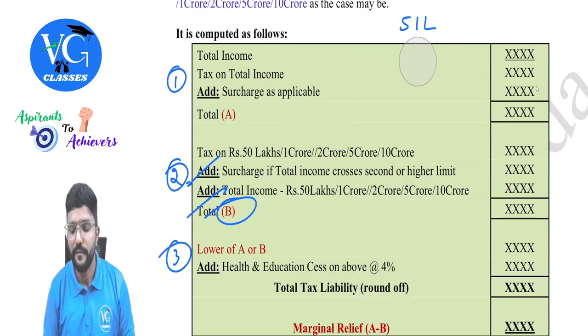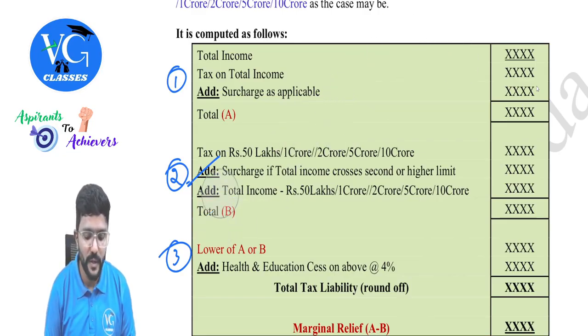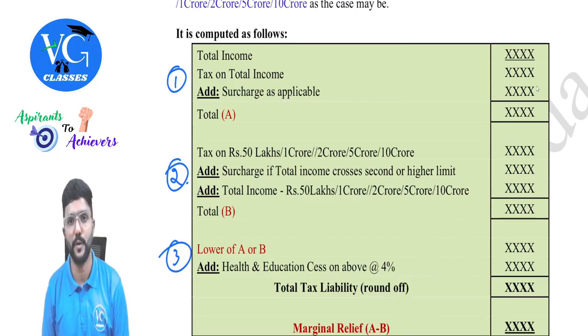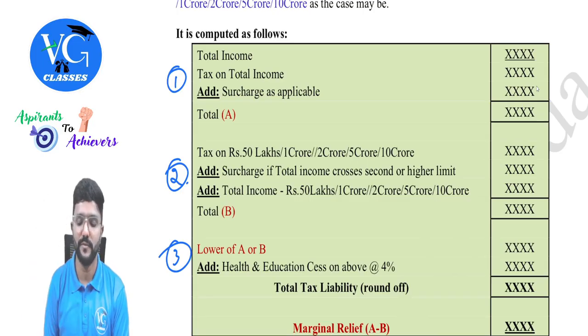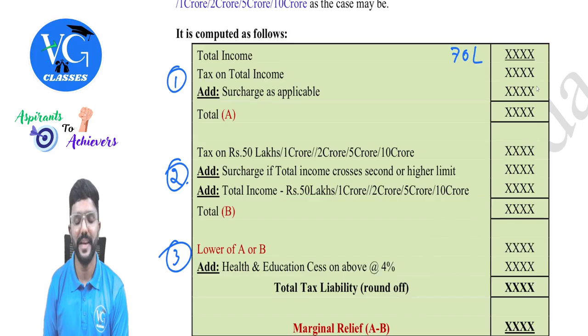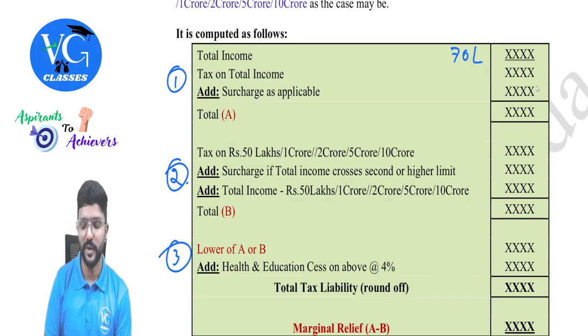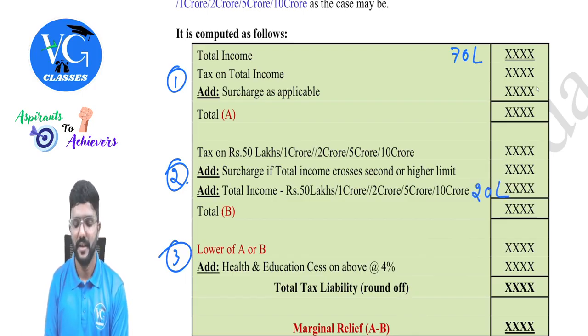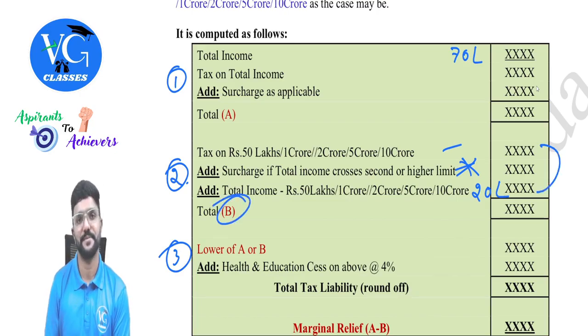Now you might also ask me, sir, you told we need to apply these steps only when total income is more than the threshold limit for the applicability of surcharge by a small amount. What if it is by a bigger amount? For example, assume total income is 70 lakh. Then definitely A will be lower. Why? Because this figure you will get more, 20 lakh. And obviously this also you will have. Surcharge will not come here. So when you add up both of these, B will be more than A, guys.